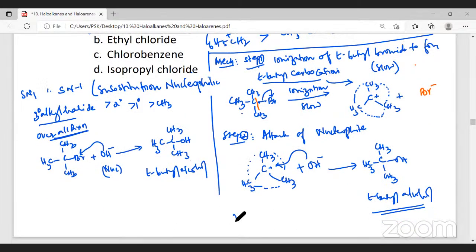Now, this reaction rate is directly proportional to the concentration of tertiary butyl bromide only, because the second step of the reaction is a fast reaction. In the first step, only one molecule takes part. Therefore, the rate of reaction depends only on the concentration of tertiary butyl bromide. Therefore, we say the order of the reaction is 1 and the molecularity of this reaction is 1. So this is about the SN1 mechanism. Just go through this SN1 mechanism, step 1 and step 2.